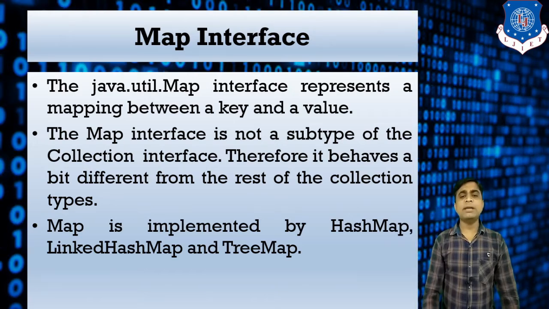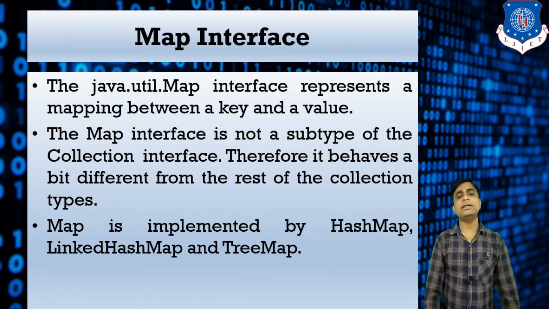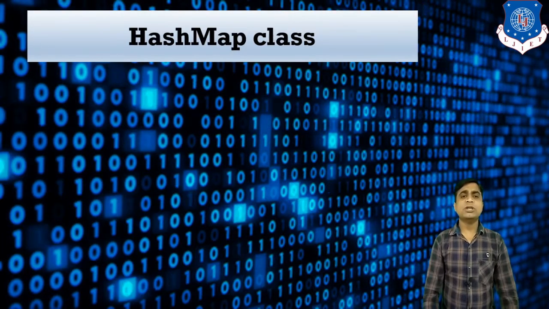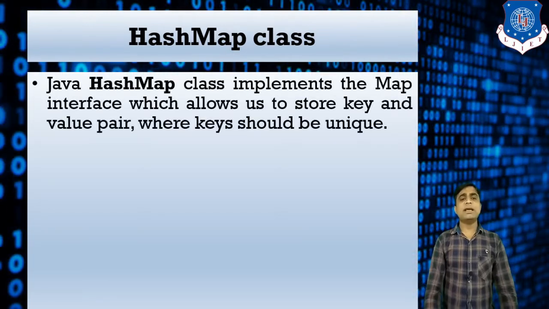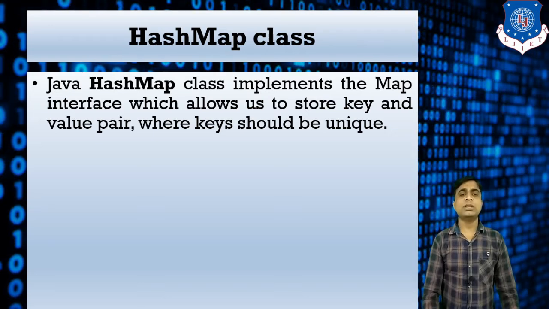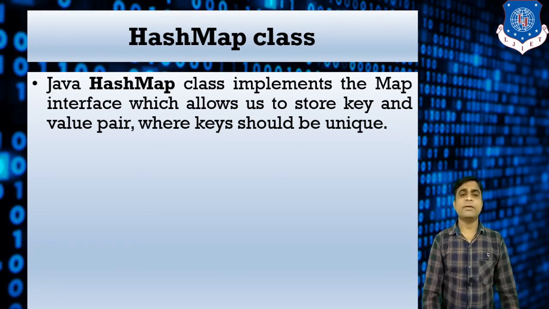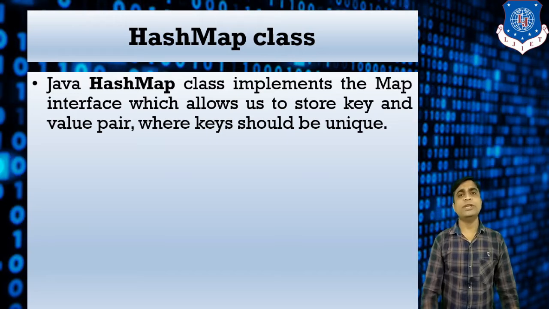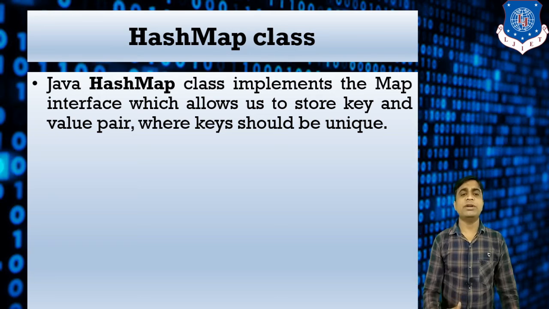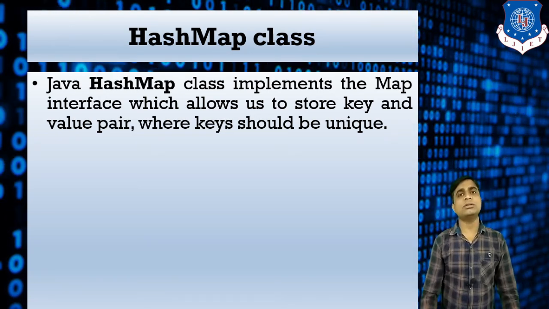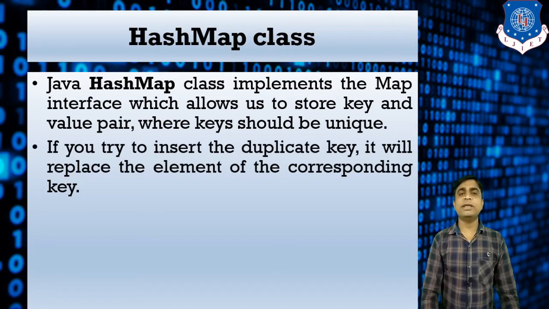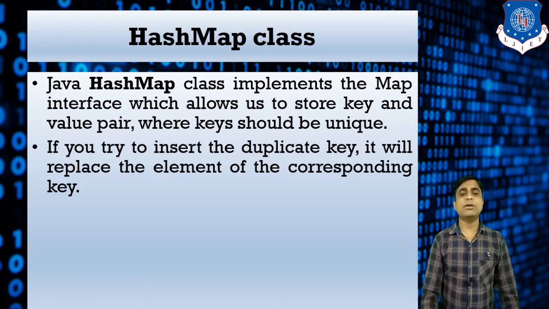Map is implemented by HashMap, LinkedHashMap and TreeMap. Let's discuss the first one, that is HashMap. The HashMap class implements the map interface and allows us to store key and value pairs, where the key should be unique. So we can store different values according to the key, and if you try to insert a duplicate key, it will replace the element of the corresponding key.